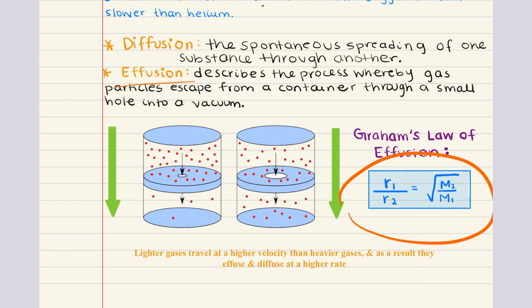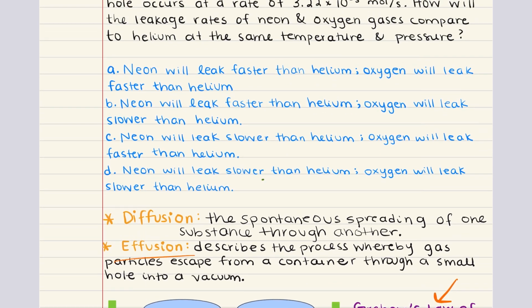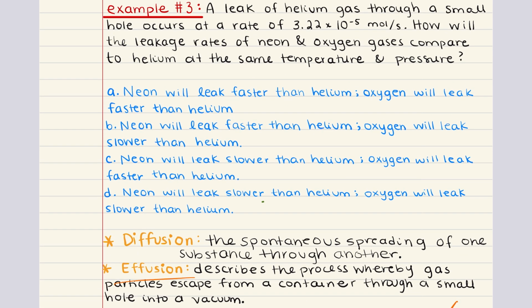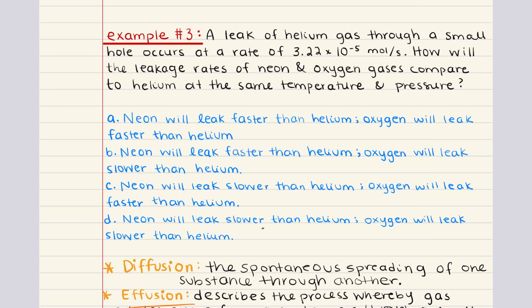Now, if we want to answer this problem quickly, we just have to keep in mind that based off of Graham's law, a gas with a higher molar mass is going to leak more slowly than a gas with a lower molar mass. Therefore, both neon and oxygen gases are going to leak at slower rates than helium because they both have more mass than helium. Therefore, the correct answer to problem 3 is going to be D. Neon will leak slower than helium and oxygen will leak slower than helium.